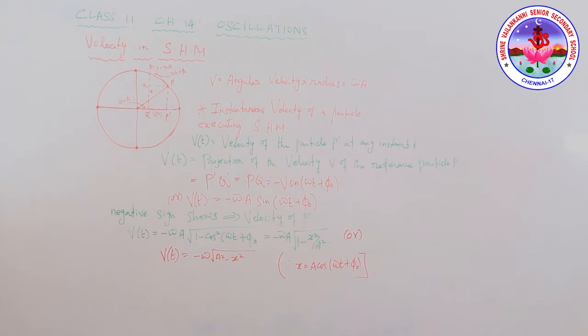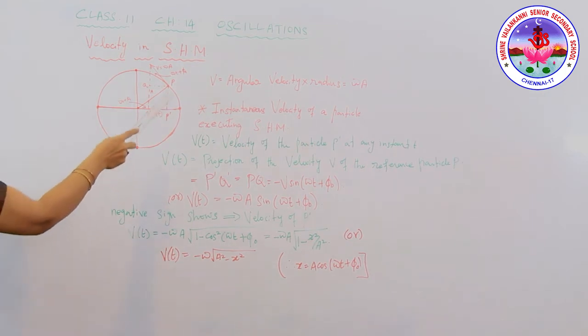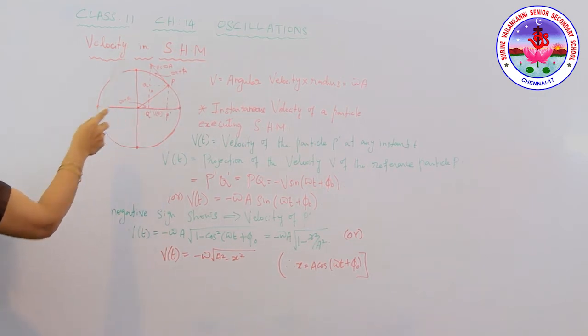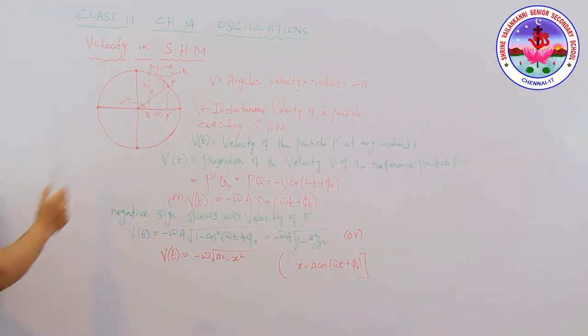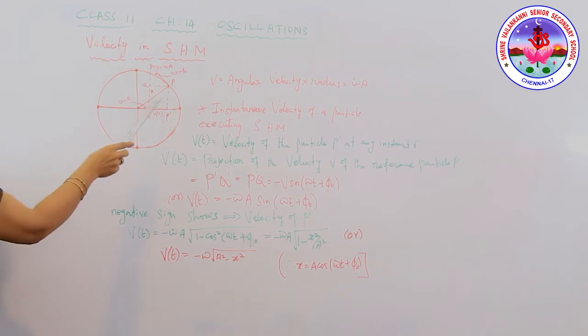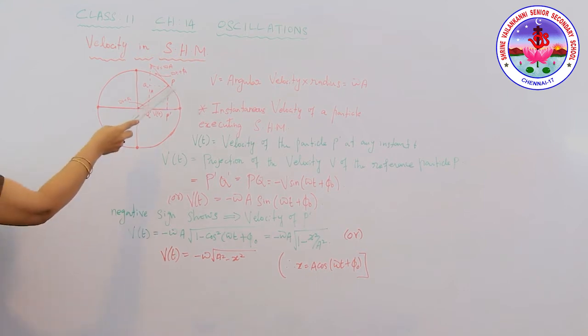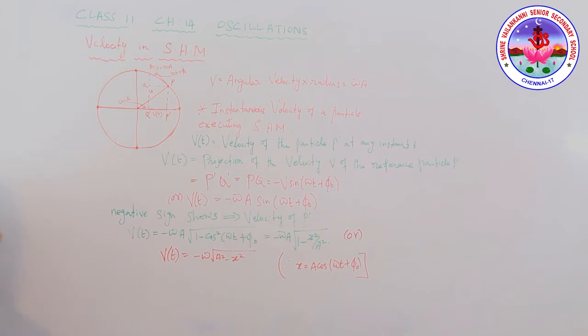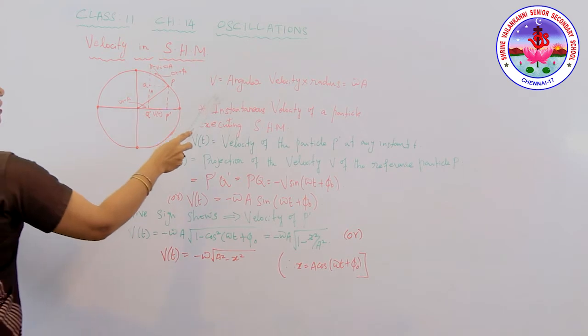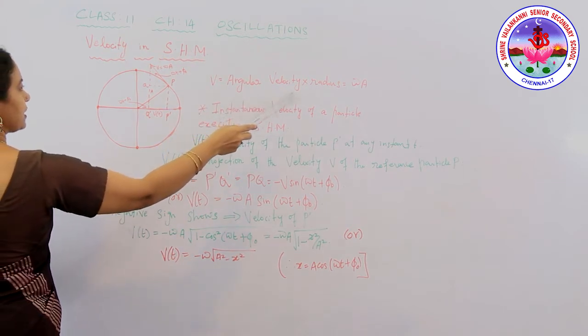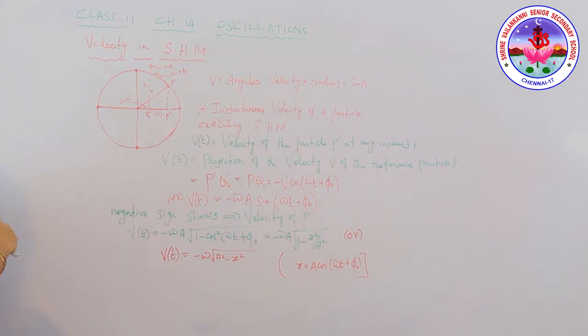See the diagram, children. Here we have the particle P, which is moving with uniform angular speed omega, and the radius we have taken is A. Its velocity vector V dash is directed along the tangent. The magnitude of the velocity vector, we take here as V, which is equal to angular velocity into radius, so omega A.